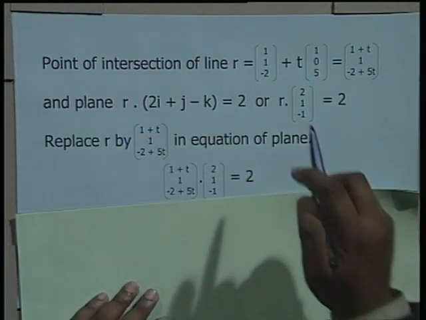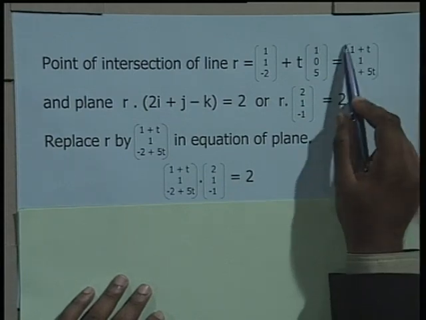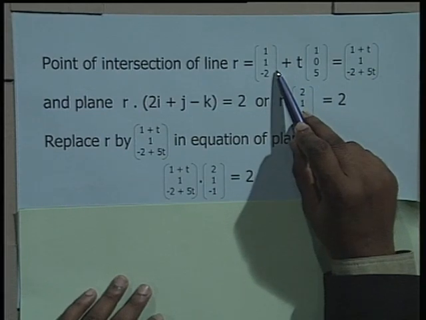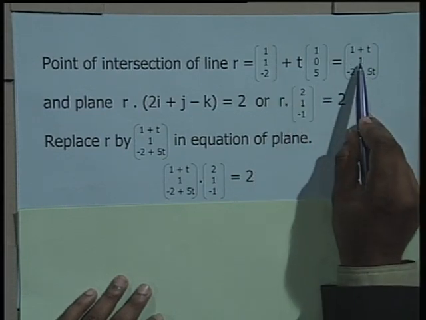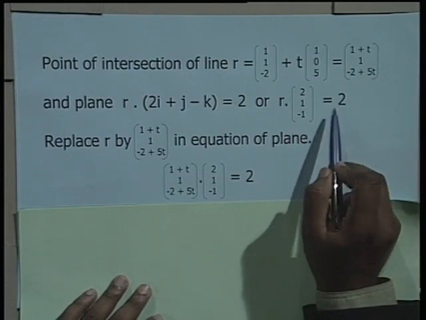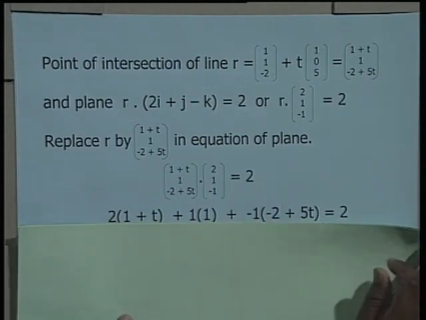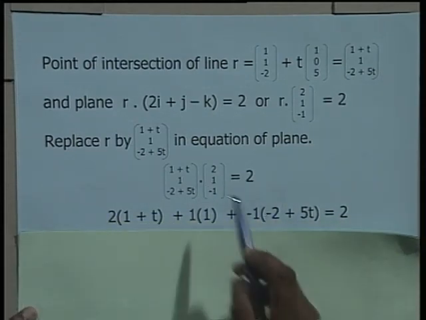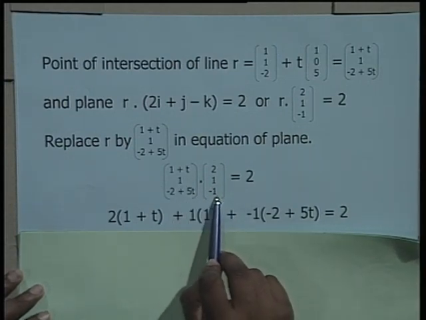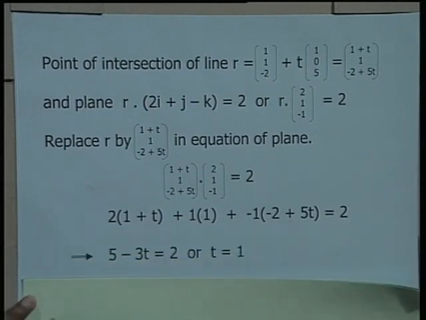So we would replace r in the equation of the plane by the following expression obtained from the vector equation of the line. That is, we replace r by (1 + t, 1, -2 + 5t), and carry out the dot product. So this is equal to 2: (1 + t) times 2 plus 1 times 1 plus (-2 + 5t) times -1 equals 2. Simplifying, we obtain t is equal to 1. Therefore, t equals 1 defines the point of intersection of line and plane.